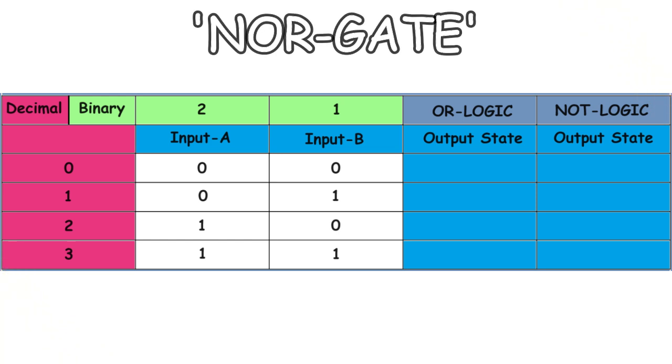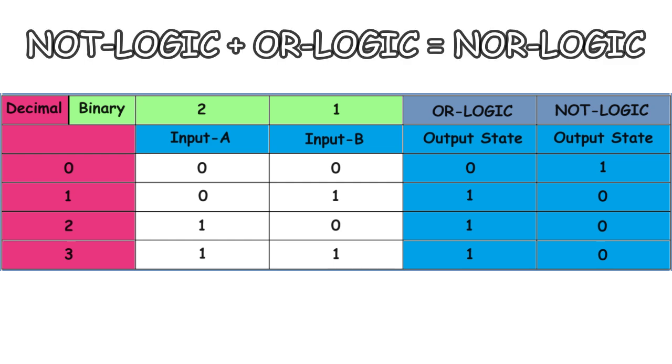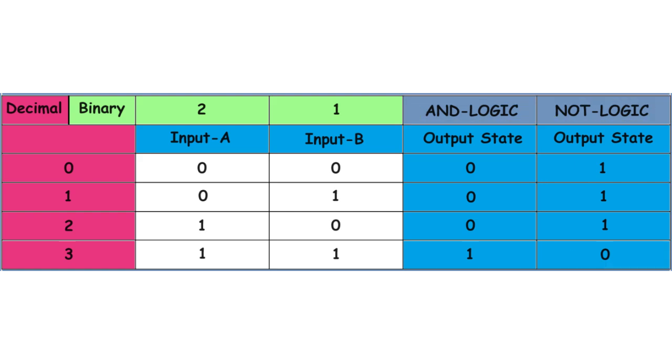Let's step through the NOR logic truth table for a NOR logic digital logic device as an example. Step 1. Let's place the correct high and low output states in the output state column for the OR gate as dictated by applied OR logic. Step 2 and the final step. In the NOT logic column, simply enter the inverted state of that found in the OR logic column. NOT logic coupled with OR logic equals NOR logic. Also, NOT logic coupled with AND logic equals NAND logic.